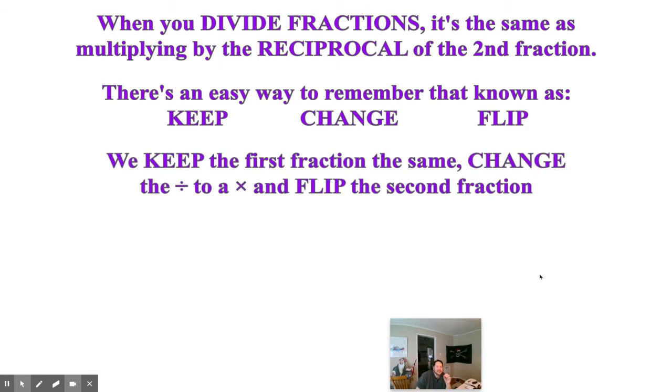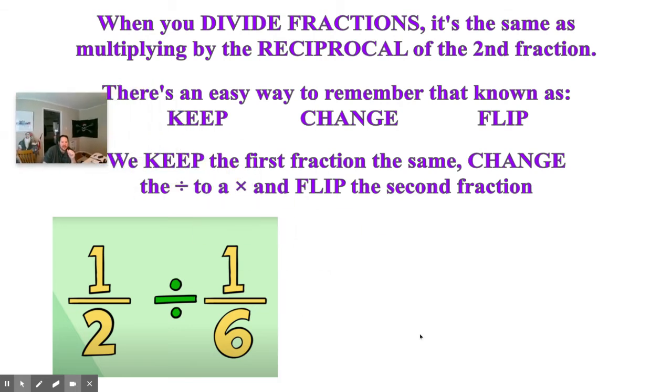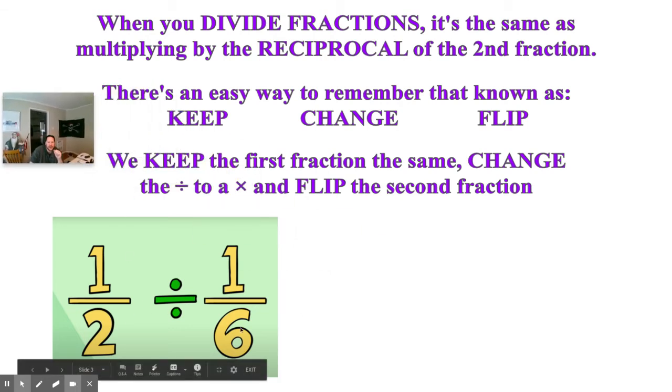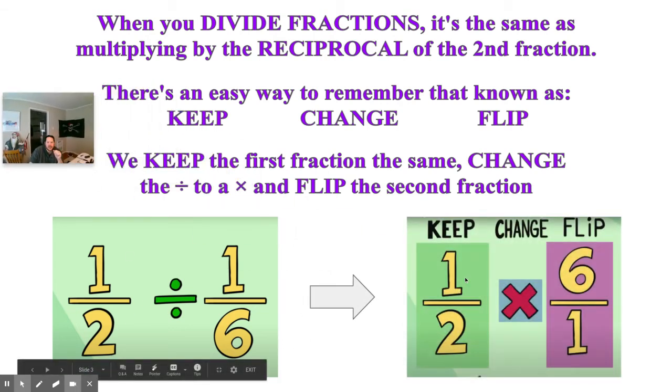So what it means is you keep the first fraction the same. You change the division symbol to a multiplication symbol, and then you flip over the second fraction. You do the reciprocal. So for example, if you got 1/2 divided by 1/6, you keep the half, you change this division sign to a multiplication sign, and then you flip the second one. You never flip the first one. You only flip the second one to become 6/1, and then you do the multiplication just like you did in 2.1. That's how you do division.